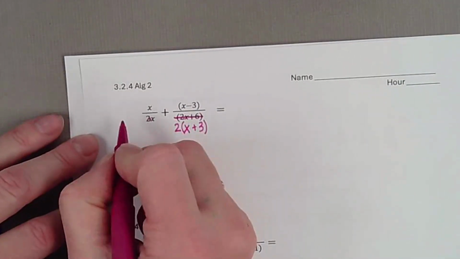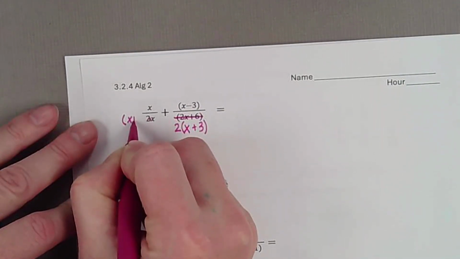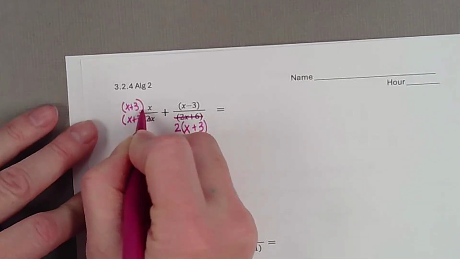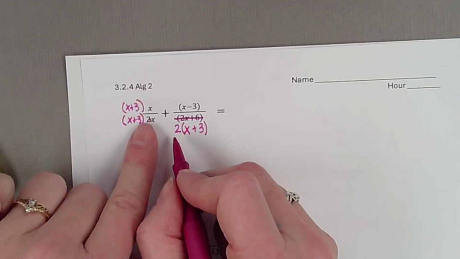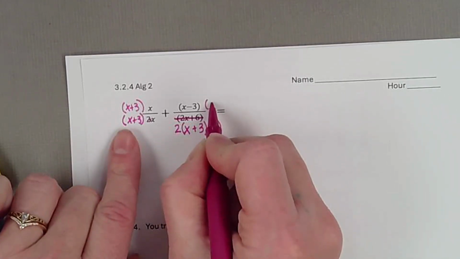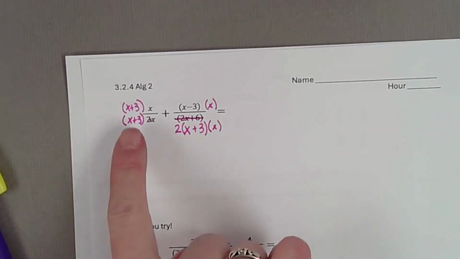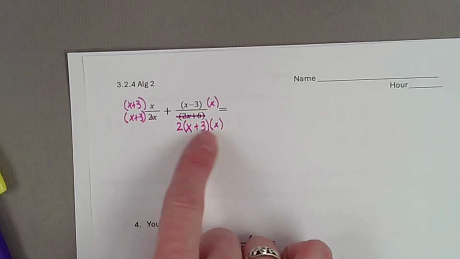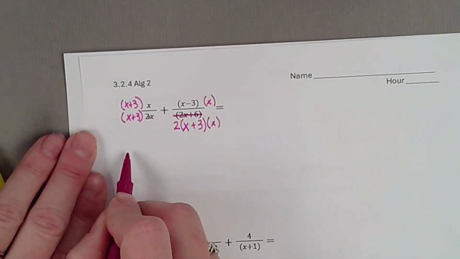So in order to make the denominators match, this side needs an x plus 3 on the bottom and on the top. In order to make this side match, it has the 2, it has the x plus 3. This side needs to multiply by an x. And now I have an x plus 3, a 2, and an x plus 3, a 2, and an x. So now I have a common denominator.